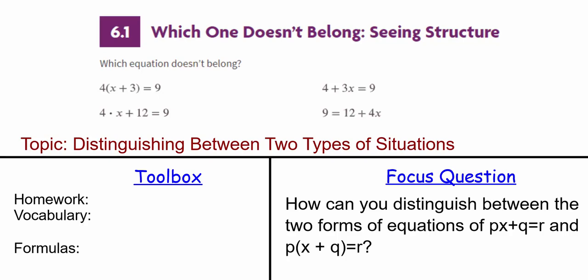Okay, this is from Unit 6, Lesson 6, Distinguishing Between Two Types of Situations. And our focus question: how can you distinguish between the two forms of equations, p times x plus q is equal to r and p times the quantity of x plus q is equal to r? So what's the difference if we see a situation? How do we know which form of the equation to use?